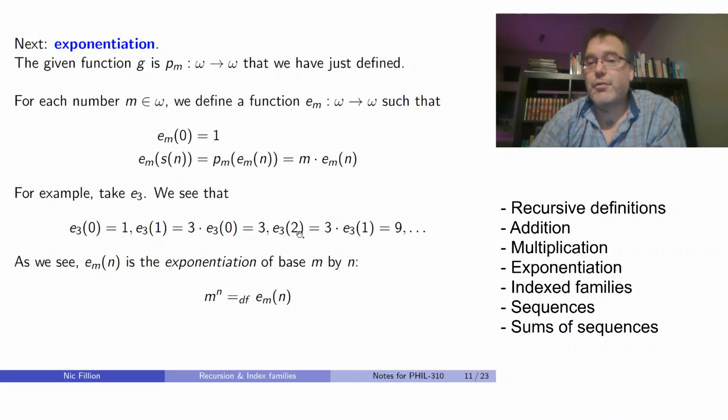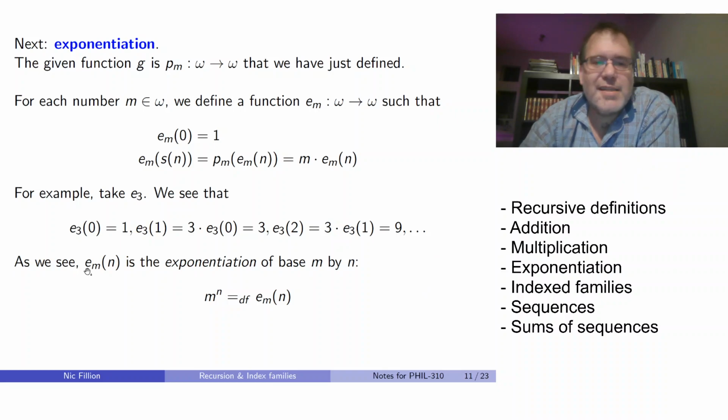3 to the power 2. Well, 2 is the successor of 1. So that gives us 3 times 3 to the power 1, which we've already calculated. It's 3, right? So you see that you just keep multiplying by 3 like we did in our earlier picture that I have presented to you with colors.